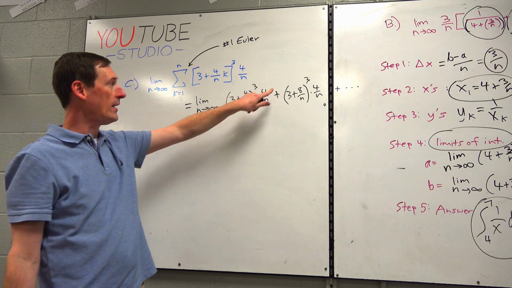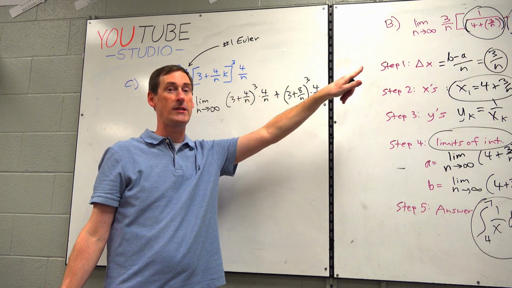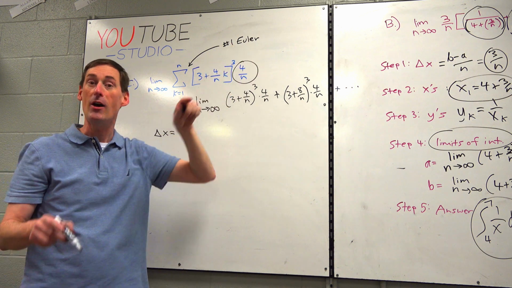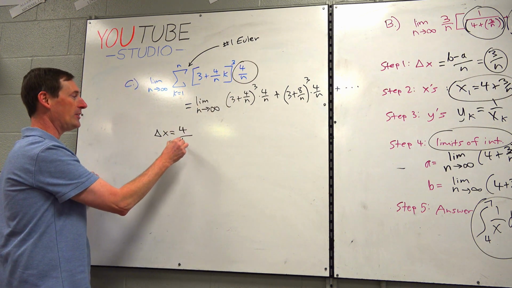Do you see the 4 over n, the width of every rectangle is the same? Can you spot it here? Does it kind of stand out as (b minus a) over n? All right? First thing I want you to do.